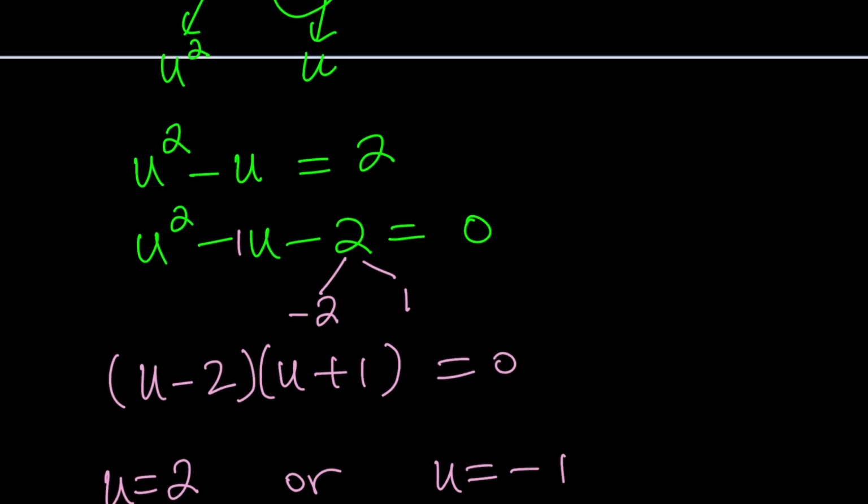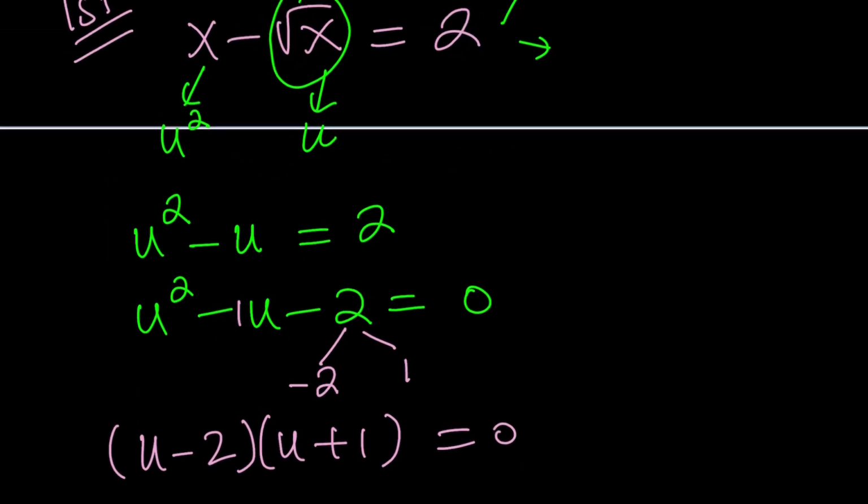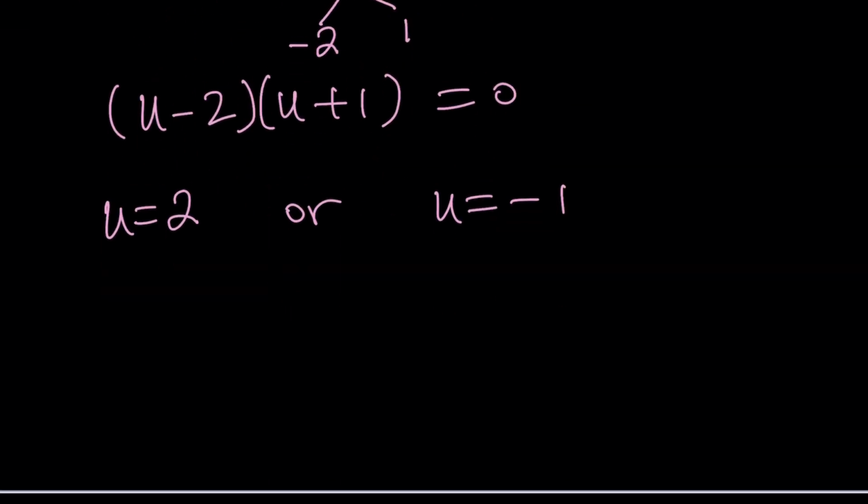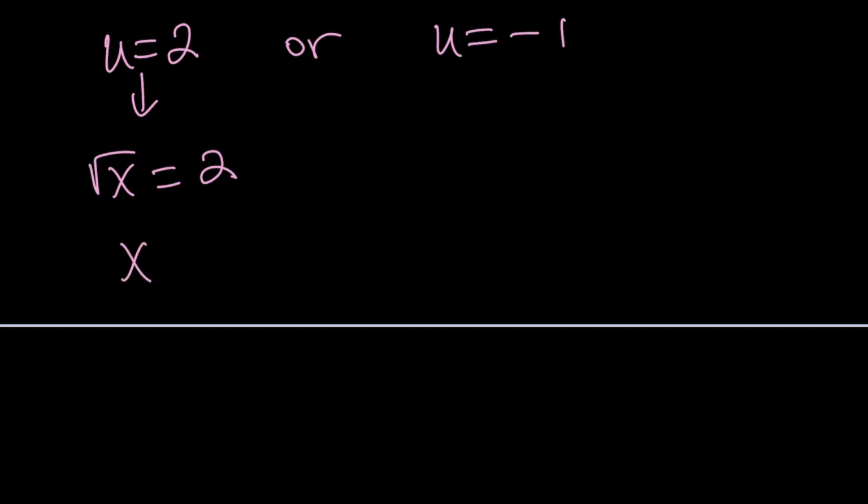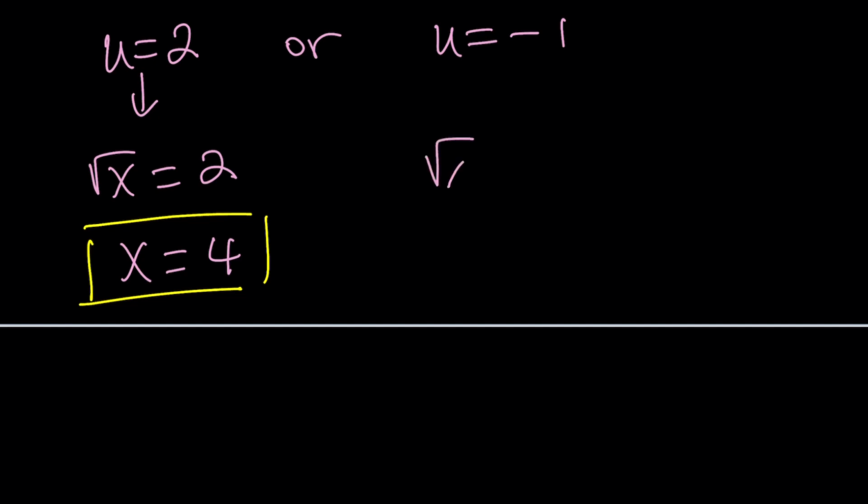So what is u? Who are you? So u is square root of x. So let's go ahead and set u equal to square root of x. If square root of x is equal to 2, that means x is equal to 4. Nice. That's one solution for x. What about the other one? If u is -1, that means square root of x is -1.